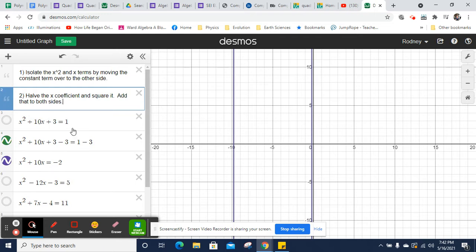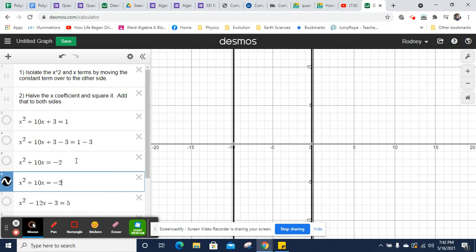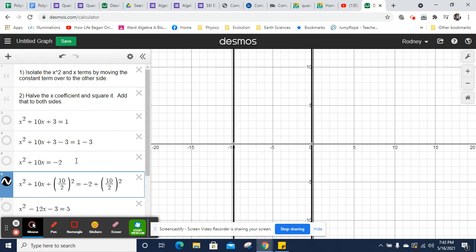Okay, so let's take a look at what this x coefficient is. The x coefficient is 10, so we're going to take half of that. So plus 10 over 2, and we're going to square that. We're going to add that to both sides of this equation. Now on the left side, I'm actually going to leave this. I'm not going to finish squaring it, but I will simplify it.